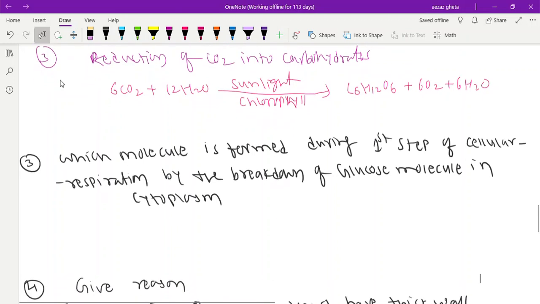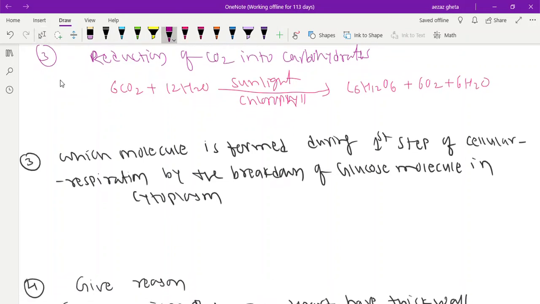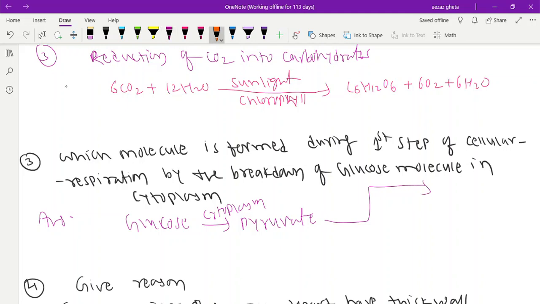Which molecule is formed during the first step of cellular respiration by the breakdown of glucose in cytoplasm? See, when the first step takes place, the glucose is converted into pyruvate, and this takes place in cytoplasm. Then pyruvate is converted into various things. In the presence of oxygen, it gives carbon dioxide, water and energy, that is aerobic respiration. If it is in the absence of oxygen, then it gives you alcohol.